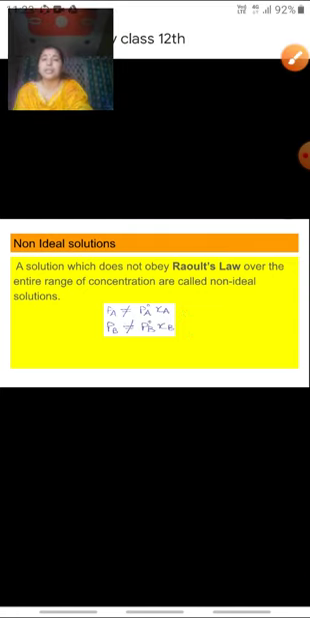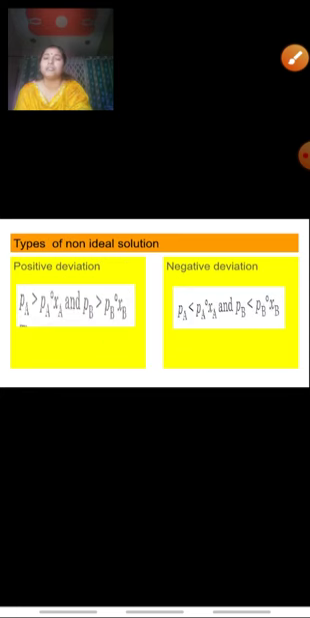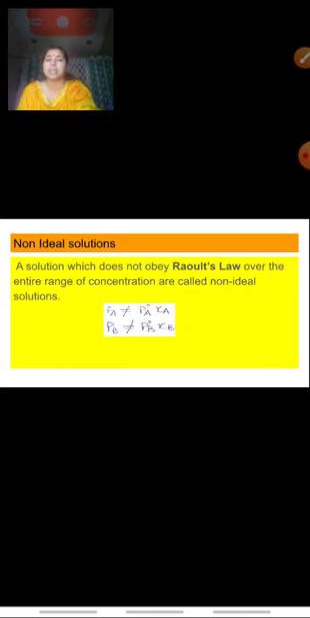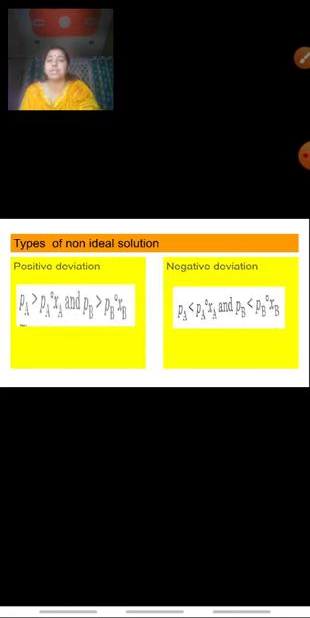Now children, non-ideal solutions are further of two types. The first type is the non-ideal solution showing positive deviation from Raoult's law. And the second is the non-ideal solution showing negative deviation from Raoult's law. That means PA is not equal to P naught A chi A and PB is not equal to P naught B chi B. Not equal to means it can either be greater than or less than. On the basis of that, there are two types of non-ideal solutions: the one in which it is greater than and the other in which it is less than.